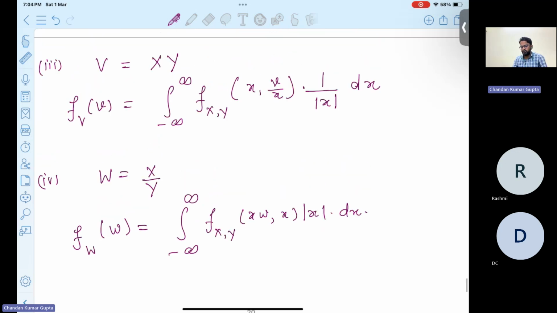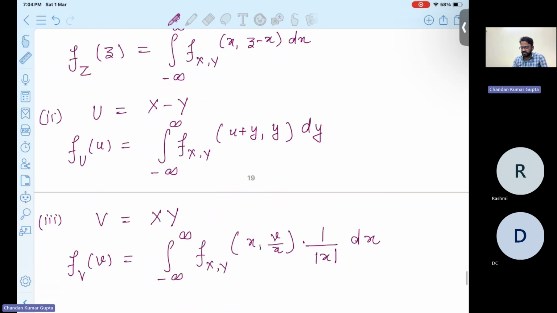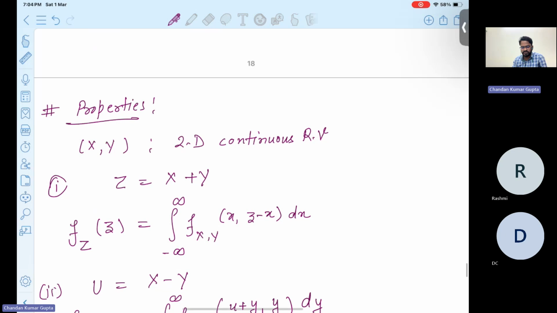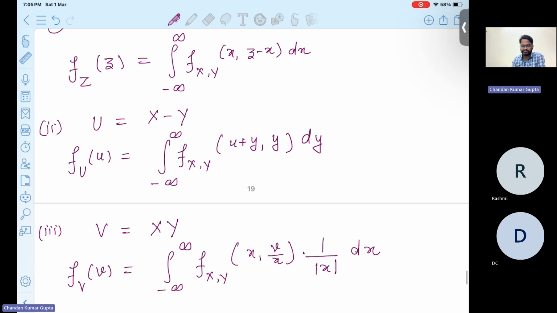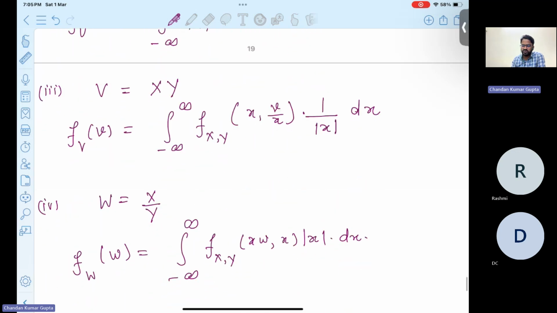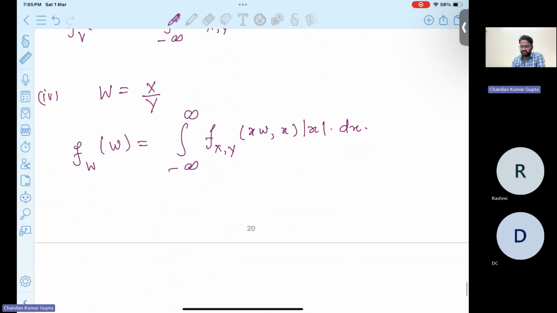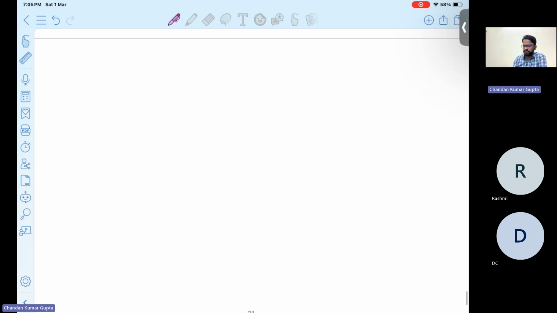These formulas are directly used when we have a bivariate random variable, like a joint two-dimensional continuous distribution, and we need to find the distribution of a transformed random variable, either x plus y, x minus y, x into y, or x divided by y. So these formulas can be used directly. Now the next topic is order statistics.